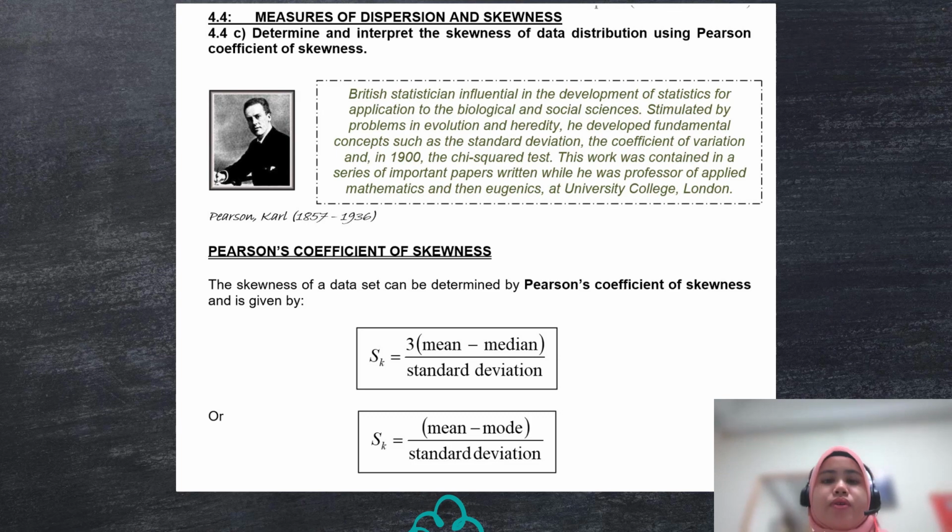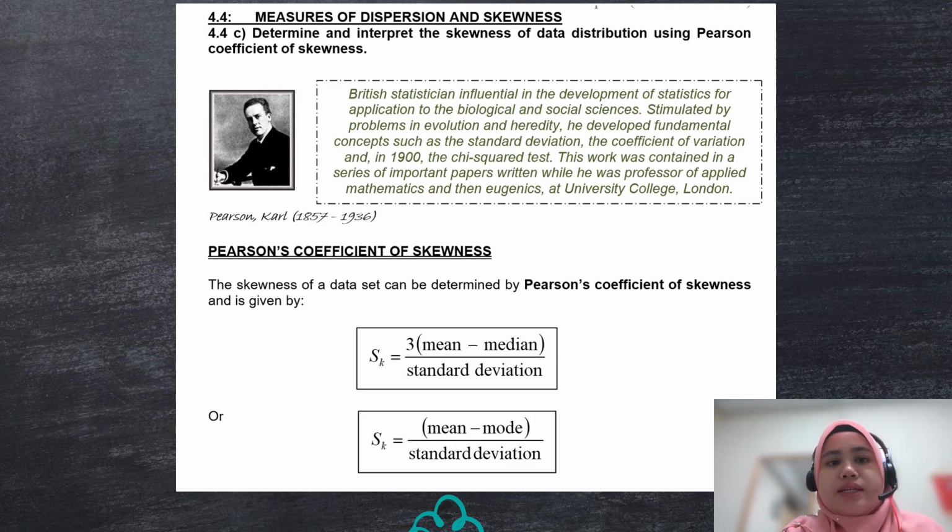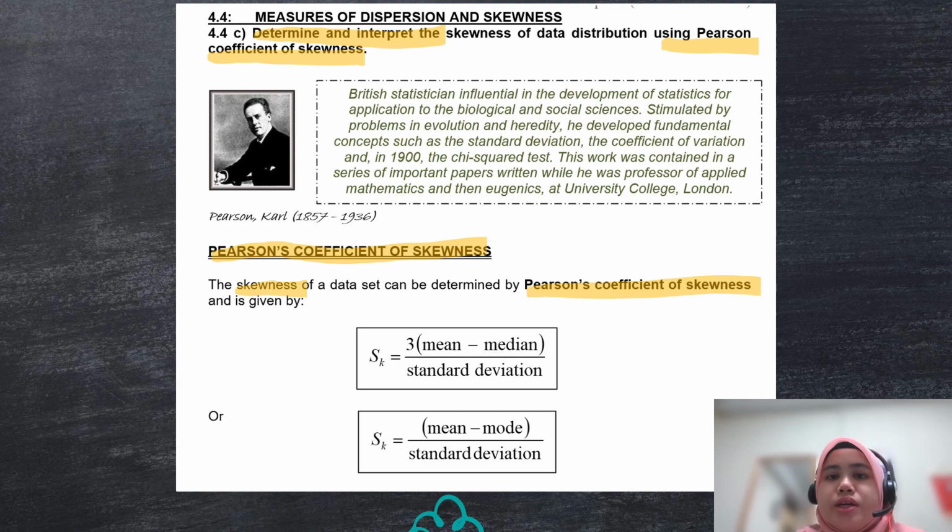Now let's take a look at our final learning objective for this lecture, which is to determine and interpret the skewness of data distribution using Pearson coefficient of skewness. The skewness of a data set can be determined by Pearson coefficient of skewness, given by, so we have two formulas. We write it as S sub k. The first formula is 3 multiplied by mean minus median over standard deviation. Meanwhile, our second formula is mean minus mode over standard deviation.